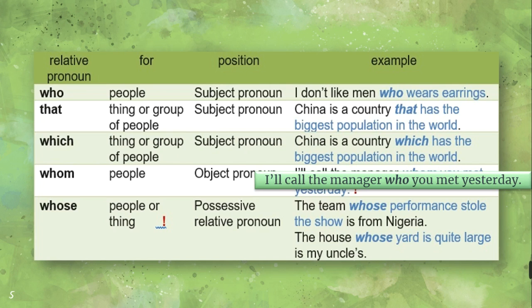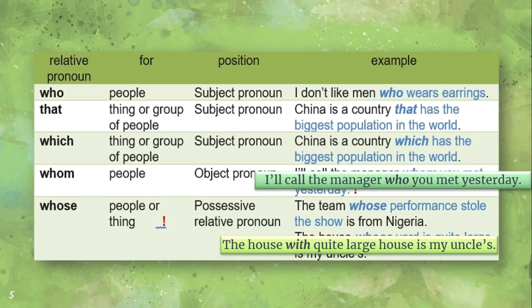And then the last is whose. It is used for people or thing, and the position is as possessive relative pronoun. Here is the example. The team whose performance stole the show is from Nigeria. And the second example is the house whose yard is quite large is my uncle's. In the first example, whose is used to refer to the team, which are of course people. The second example is for thing. So whose can be used for both people and thing.